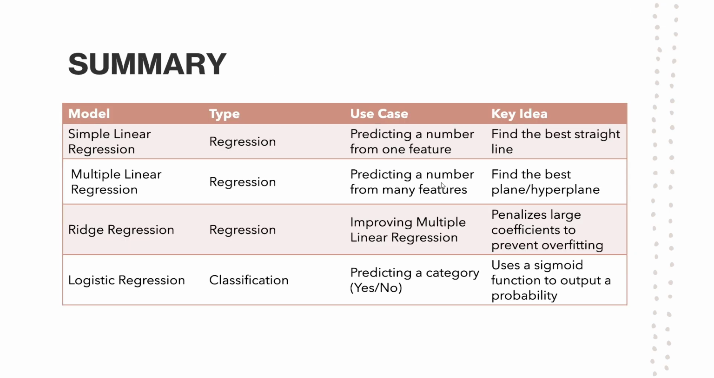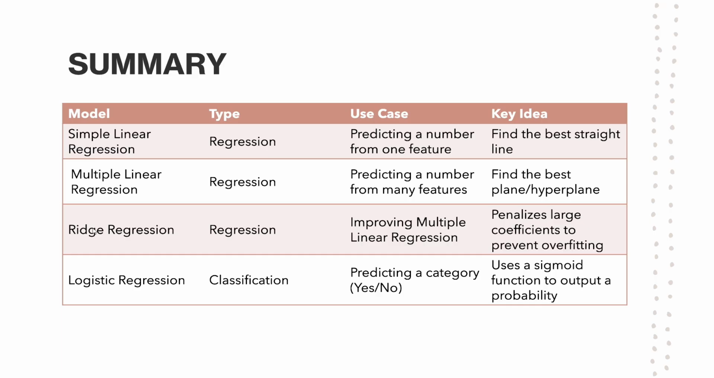In short, to summarize what we've looked at in this lecture, we have looked at various models, starting with simple linear regression, which is a regression type, where we want to predict a number or a continuous series of numbers just from one feature by finding the best straight line. And next, multiple linear regression, where we try to predict a number or many numbers from multiple features and try to find the best plane or hyperplane.